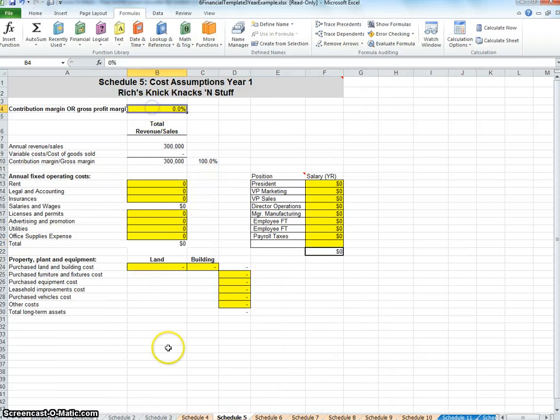So now we're going to do contribution margins or gross profit margins. So I think I'm going to sell, if I sell a knickknack for $1, I think it's going to cost me 50 cents. So I'm just going to say I have 50% margins. I think for rent, I'm going to say 0 because I own the building. Legal and accounting, I'm going to pay the best accountants in the world to do my bookkeeping. Insurance, we'll say that's 15 grand. Licenses and permits, knickknacks isn't too regulated. Advertising and promotion, 5. Utilities, 10. And office supplies, I run a pretty lean ship.